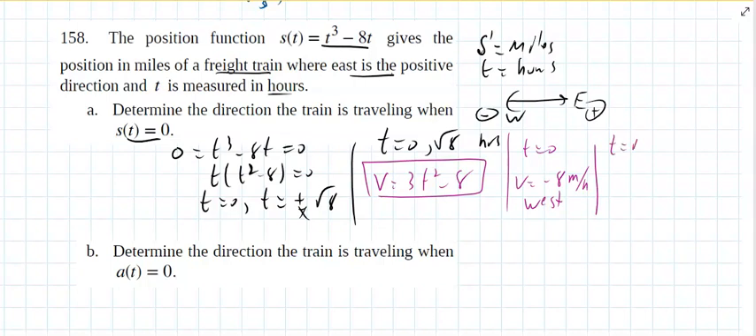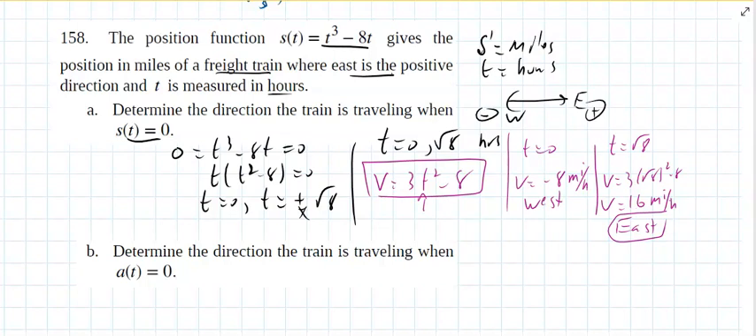If I take t equals radical 8, I'll get v equal to, if you square radical 8, you get 8, 3 times 8 is 24, minus 8 is 16 miles per hour. And since it's positive, it's moving east. So the velocity tells you whether you're going up or down, moving right or left, or forward or backwards.